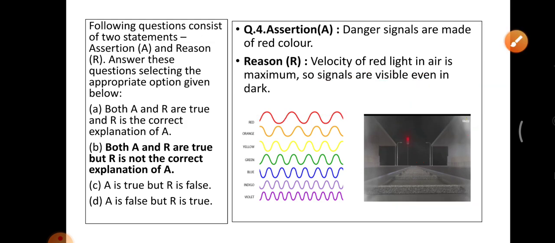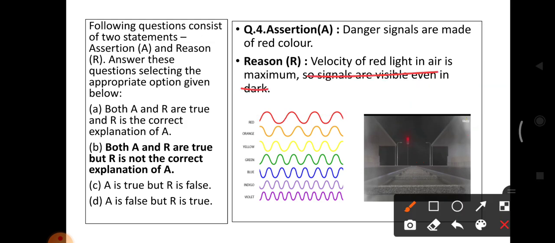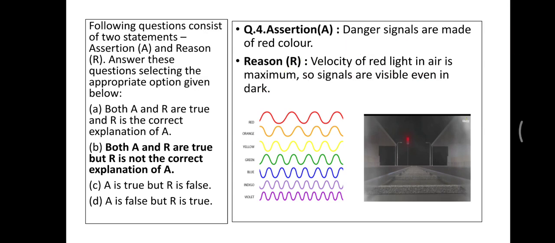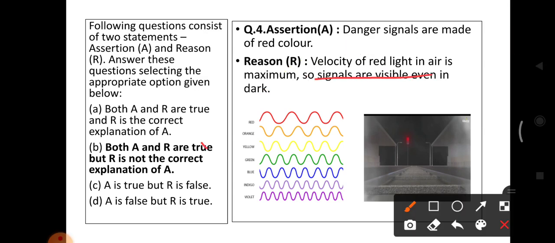Not this, this line is wrong. If it is dark, no, this is wrong. The velocity of the red light in air is a maximum is correct, and they have given it is the least scattered, which means A and R are true. A is the correct explanation of R, but they have given so signals are visible even in the dark. This is wrong. So both A and R are true, but R is not the correct explanation of A.